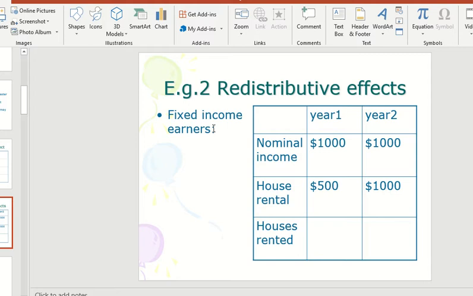So when you look at this fixed income earner, the nominal income is $1,000 per month every year. Okay, so that's a fixed income earner. And in year one, the rent for a house is $500. And then in year two, you can see that the rent has doubled. Okay, so obviously there is inflation. The inflation rate here is 100%. Okay, so let's look at how this will affect this fixed income earner.